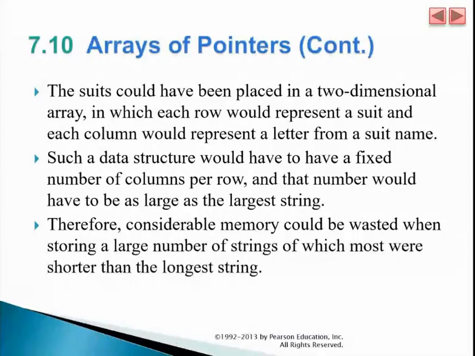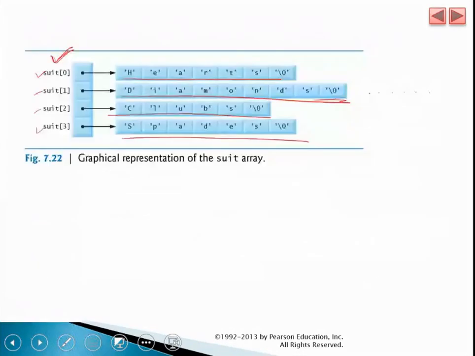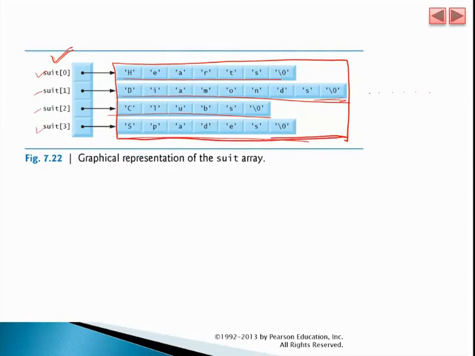This can be looked at as a two-dimensional array as well, in which each row represents a suit and each column represents a letter from the suit. So it is kind of a 2D array. But in a 2D array, the columns and rows should be fixed. In this case, rows are fixed. How many rows are there?